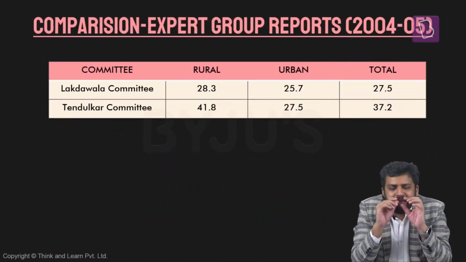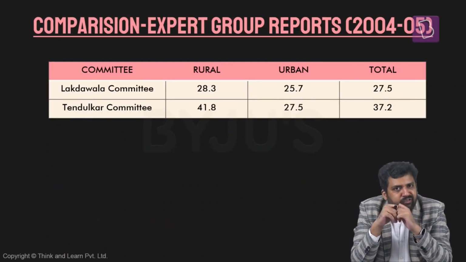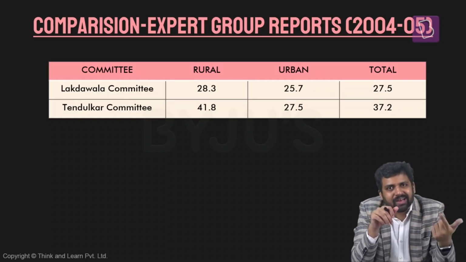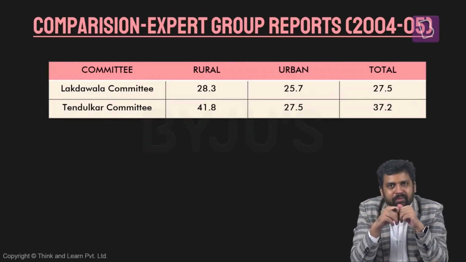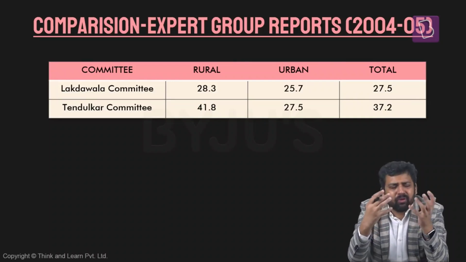Now, just reflect on this. If you have the same data set, but you are using different methodology, let's say you are using Tendulkar's methodology and you are using the Lakdawala methodology, and you are using the same data set, what will happen? What will be the number that you get? What is going to be the all India poverty number? What is going to be the rural poverty number? I don't want the number as such, but what will be the trend that you notice?